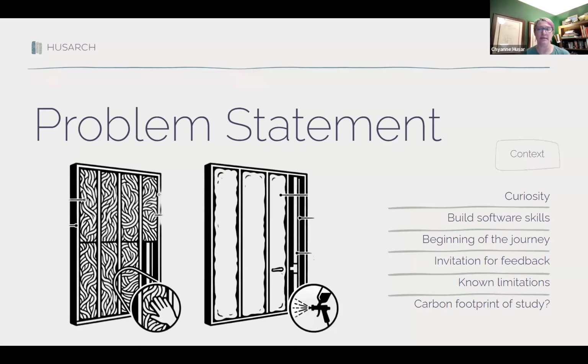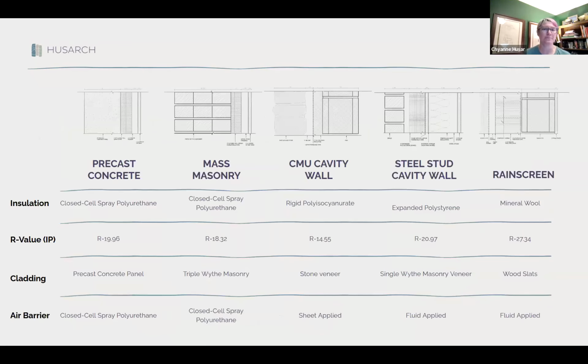We'll let you know of some of the limitations. And again, I did mention that we used AI quite a bit in this study for certain things. I was unable to calculate the carbon footprint of the study, but that might be something that we get into the next time.